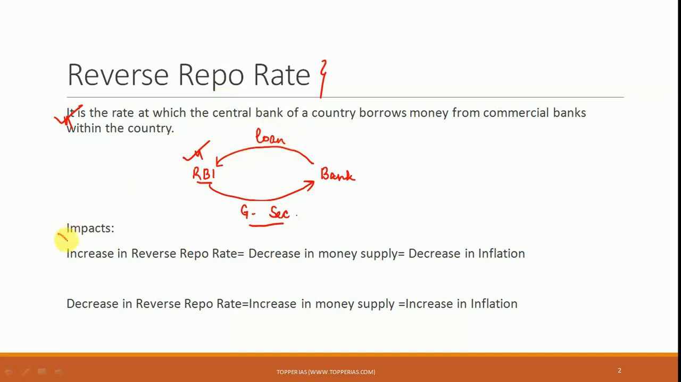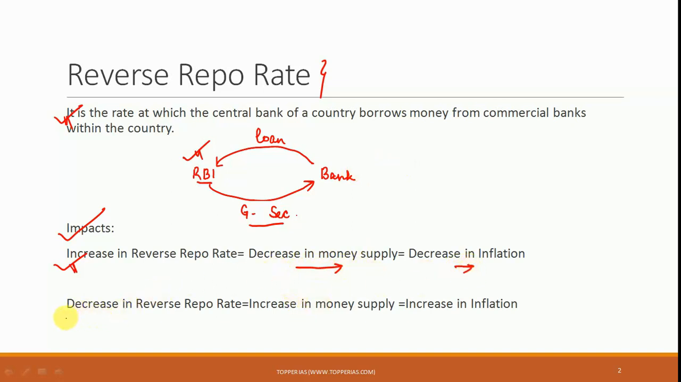Now, coming to the impacts, the first impact is that if the reverse repo rate increases, then it will be an incentive for the banks to park more and more funds with the RBI. So obviously banks will park more funds with the RBI, so they will have less money to give out in the economy. This will result in a decrease in the money supply in the economy, which will further decrease inflation.